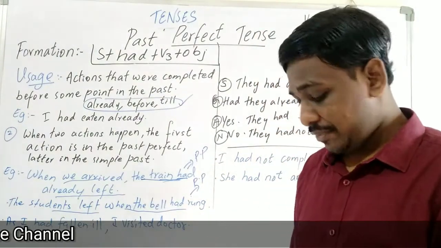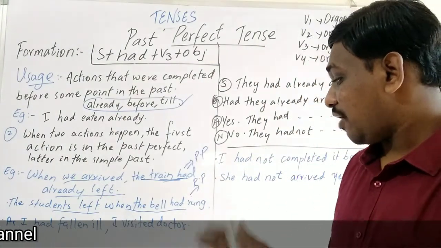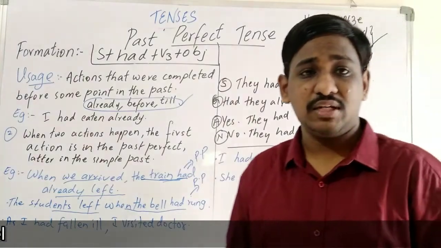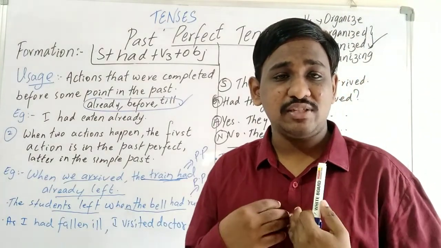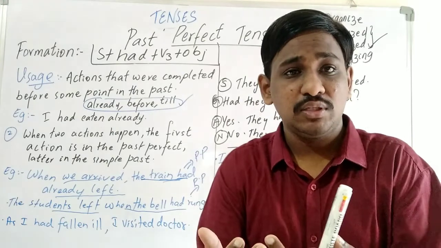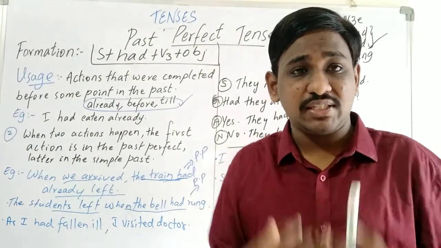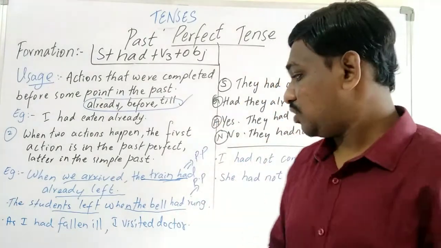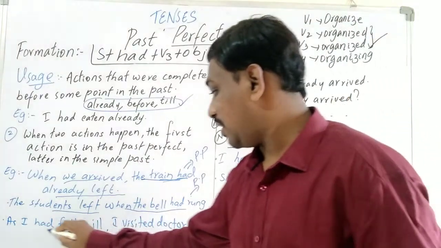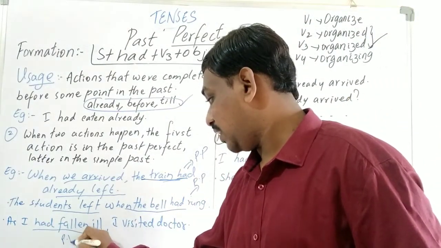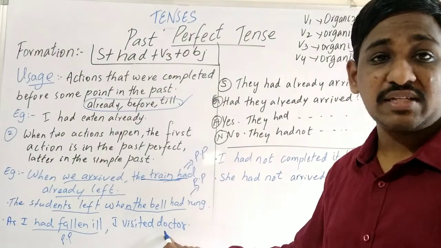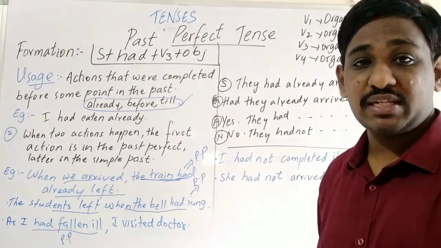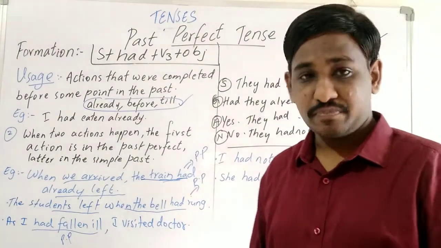Let us see one more example. As I had fallen ill, I visited a doctor. What is the first action? Did you visit the doctor first? No. You don't get sickness after visiting the doctor. You get sickness and you visit the doctor. So the first action, as I had fallen ill, is in the past perfect. You had fallen ill. And the second action, what is that? You visited a doctor. That is in the simple past.